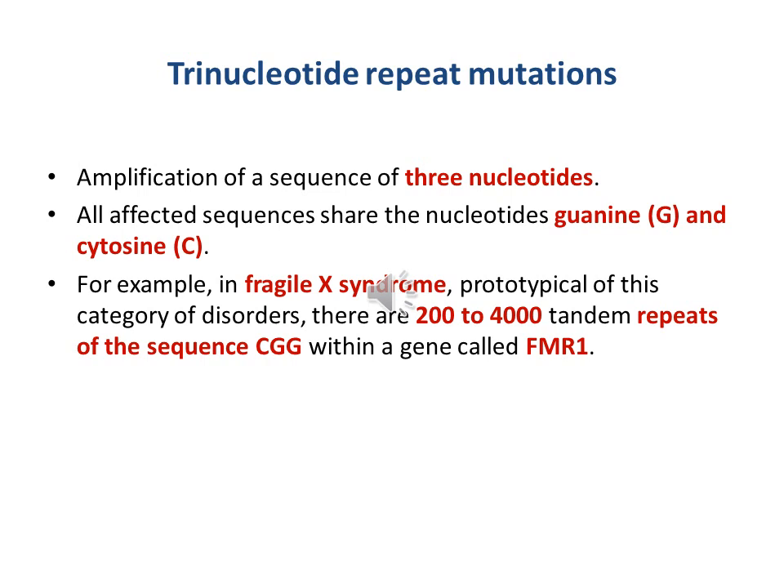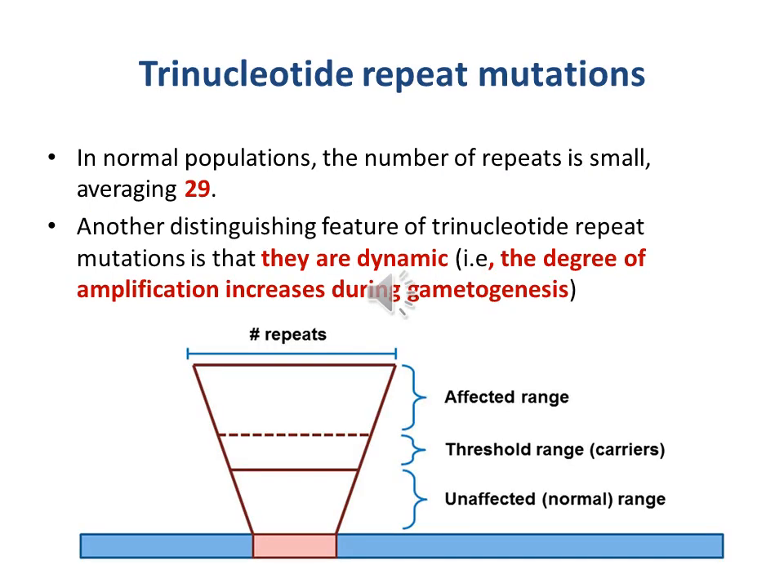One of the examples is Fragile X syndrome, which has 200 to 4,000 repeats of CGG within a gene called FMR1. The number of triplets continues to increase as a disease gene is inherited, and that's why we have normal persons, carriers, and affected persons within a generation.